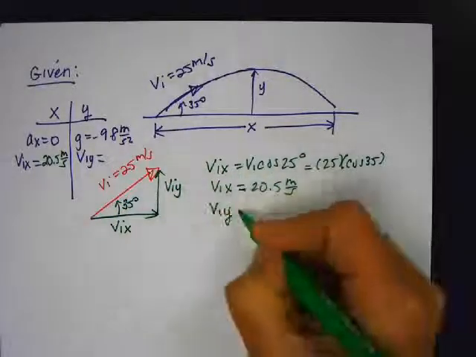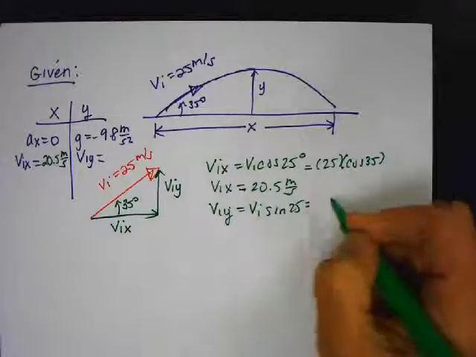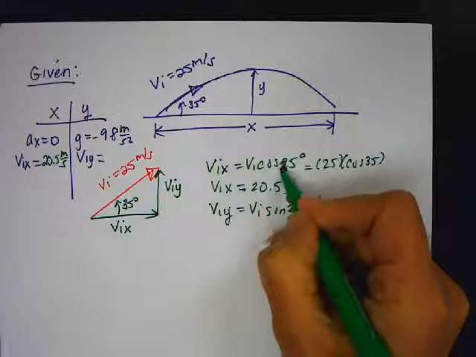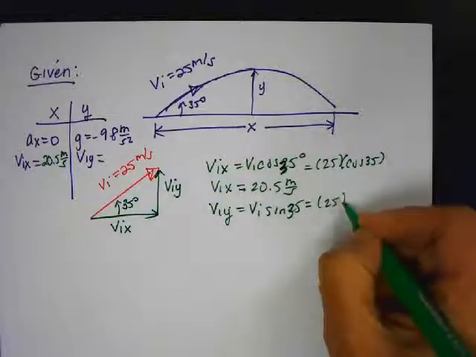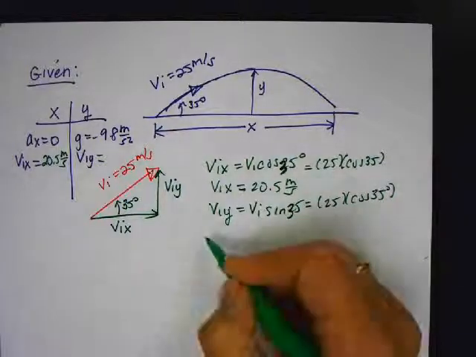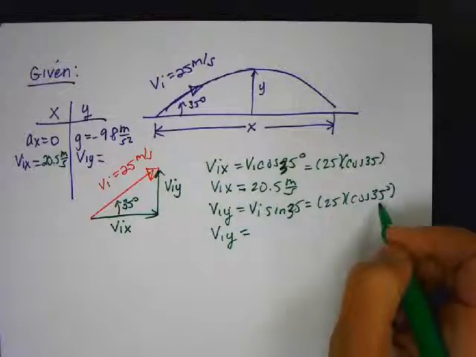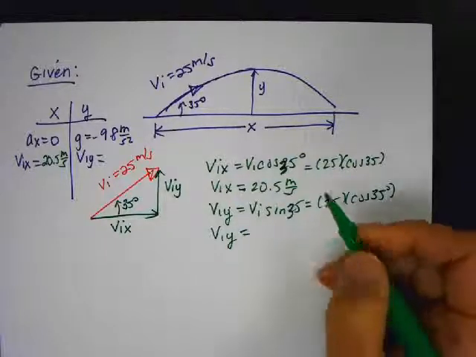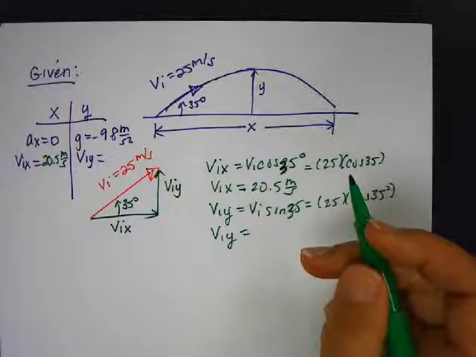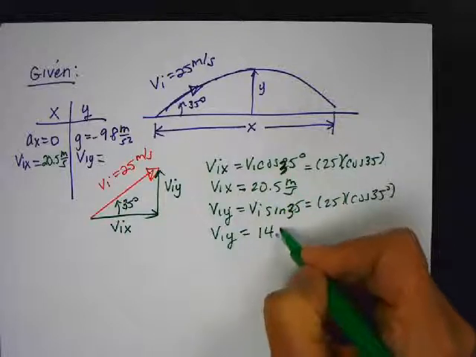VIY is opposite the given angle, so it's going to be VI sine of 25 with 35. Oh, the angle's 35. Whoops. So it's going to be 25 times the cosine of 35. And sometimes I catch the mistakes. So VIY is equal to 35, the cosine of 35 times 25, which ends up being 14.4.